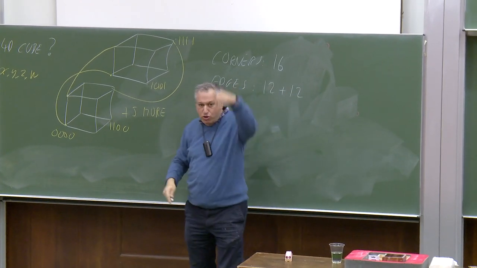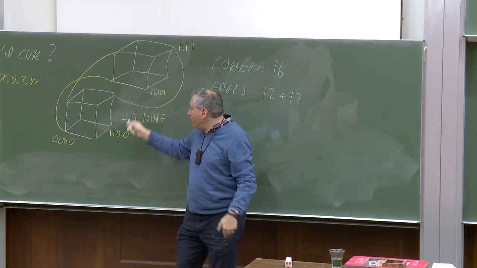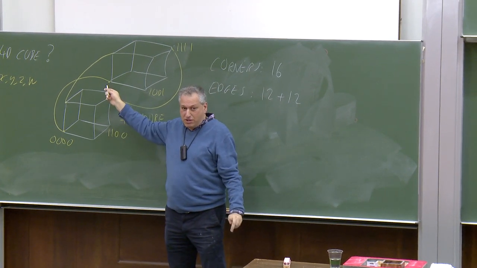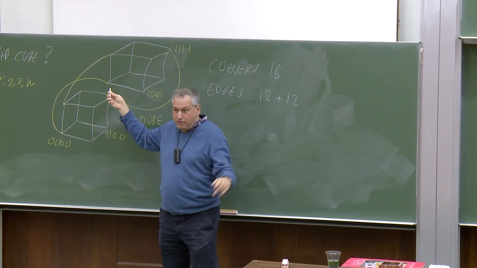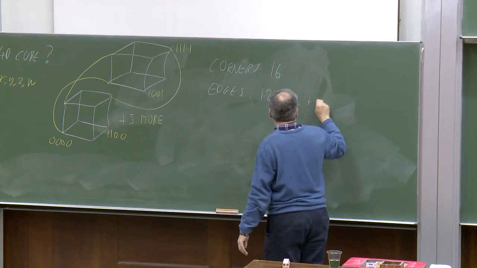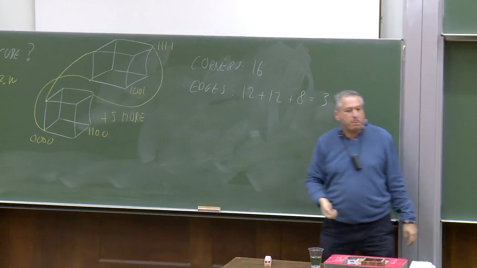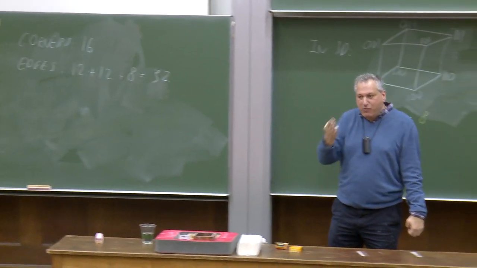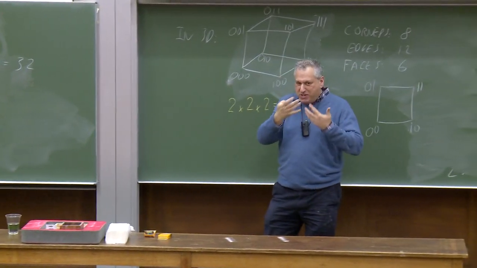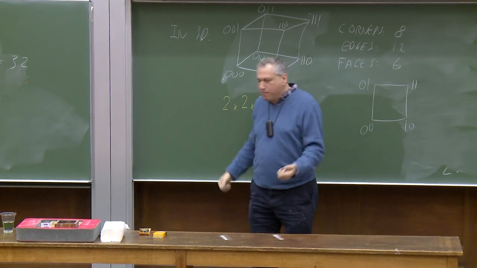And then there are also the cross edges, aren't there? Remember each of them, my yellow lines. And there are 8 of those. So 12 plus 12 plus 8, which is 32. Okay. Let's see if we can use our 4D expertise to do that a bit better.